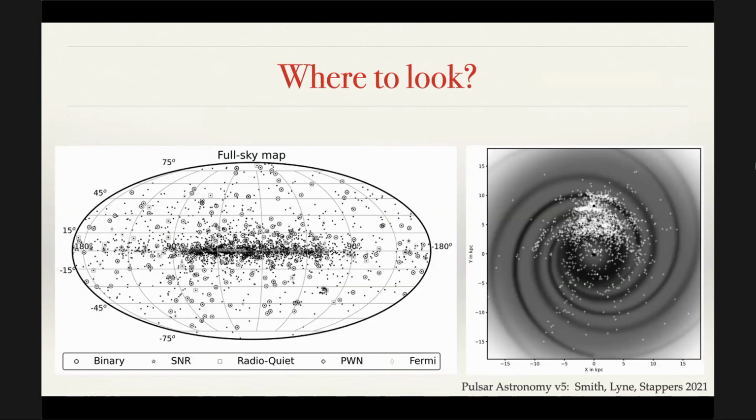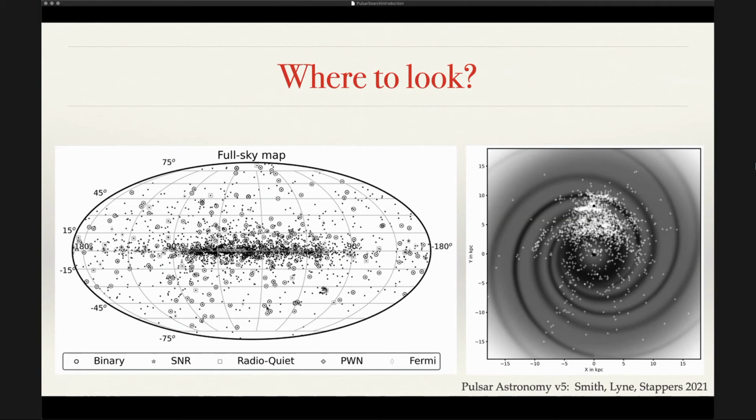So now on to where to look. Where do we spend our telescope time? There are 2 different views of our galaxy here. On the left-hand side, it's an Aitoff projection, again as if we were looking towards the galactic center. You can see the central region is the galactic plane, and all of the black dots that you see are pulsars that we know about, pulsars we've discovered.